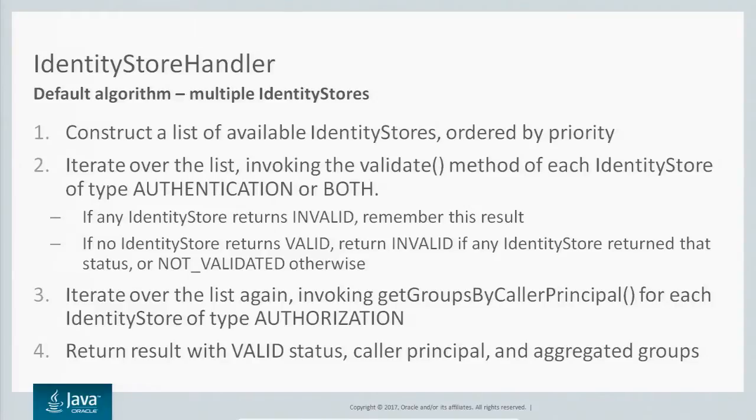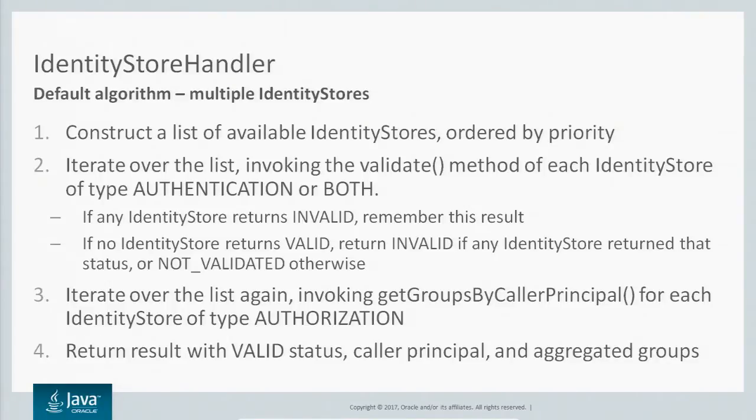I left that out of this description, but the first valid we get, we break out of that loop. Okay. And then we don't aggregate them. Correct. But we do make a second pass calling get groups by caller ID to get any groups that might be in other identity stores.